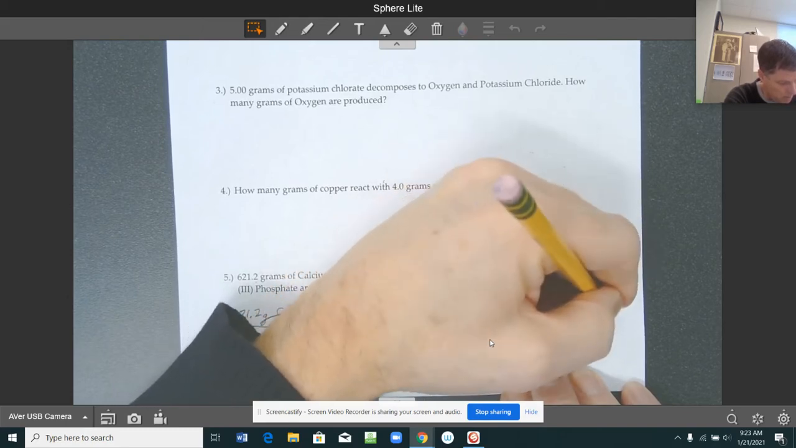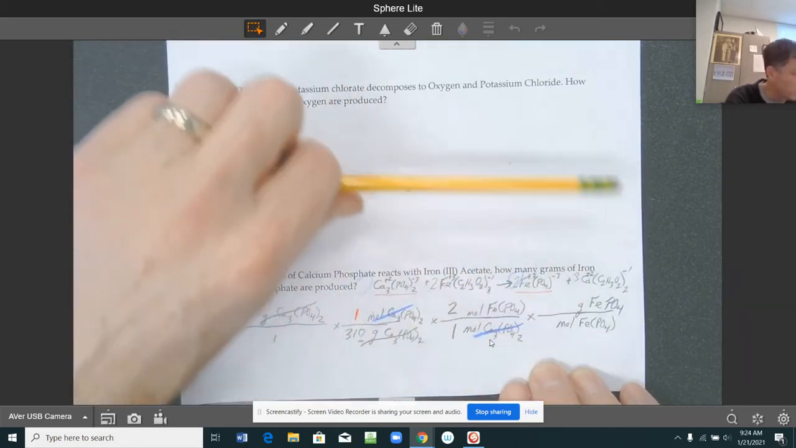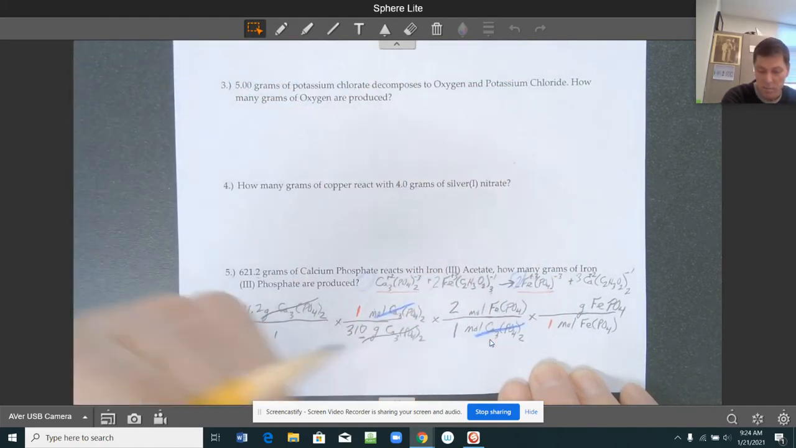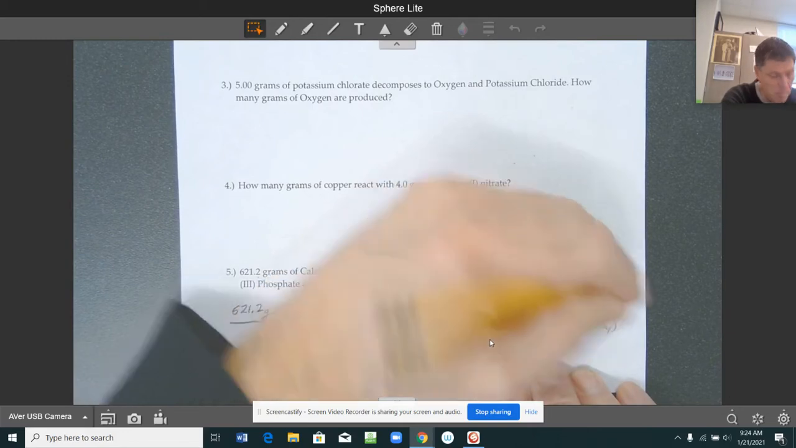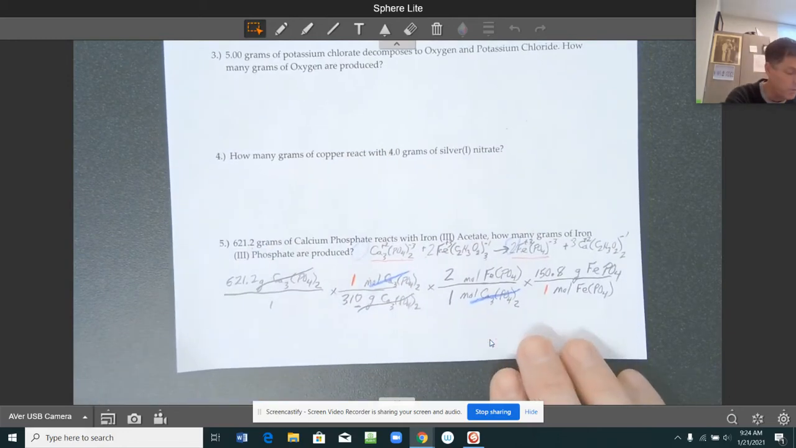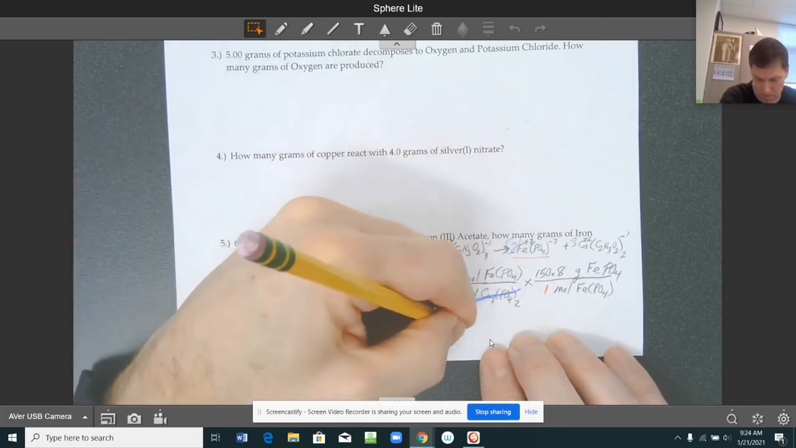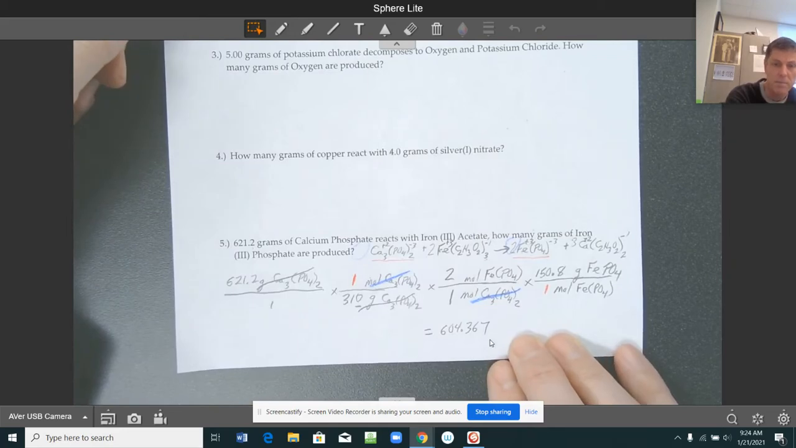Remember, in AP, they're not going to be put in parentheses unless there's multiple of them. So I'm going to start working on not doing that for you. And through the magic of television, I'm going to tell you that the mass of iron phosphate is 150.8. If I do the math on this, my calculator would spit out that.